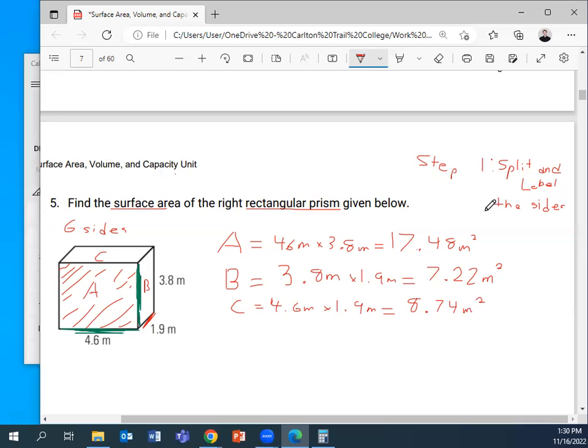So I've split and labeled the sides. Oh gosh, I'm not even going to write the steps anymore. Step 2 is to find the area of them. I did not leave myself enough space. Now, am I done? What do I need to do next? Find the area of all sides. So do I just add all these three up and I'm done?